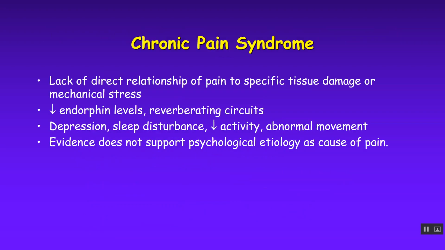Chronic pain syndrome. This is a lack of direct relationship of pain to the specific tissue damage. So this is a more general term, chronic pain. Somebody still has pain even though the initial insult is over, okay? It may be because they have reduced endorphin levels and natural opiates, so that's that altered top-down modulation.